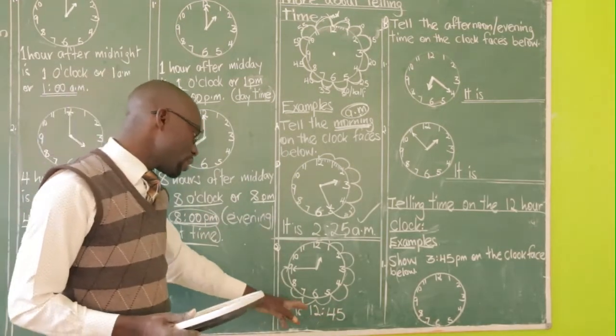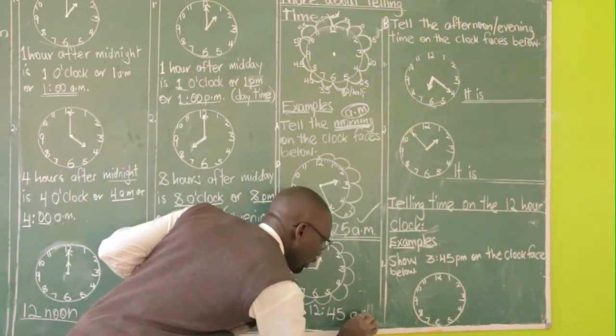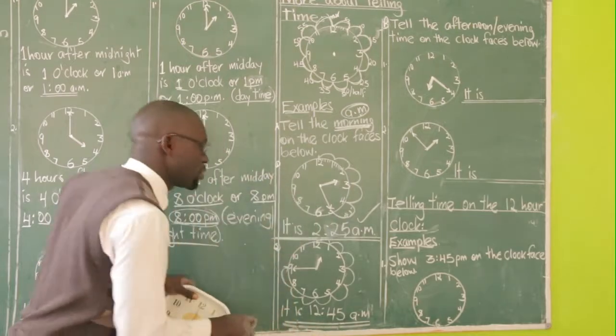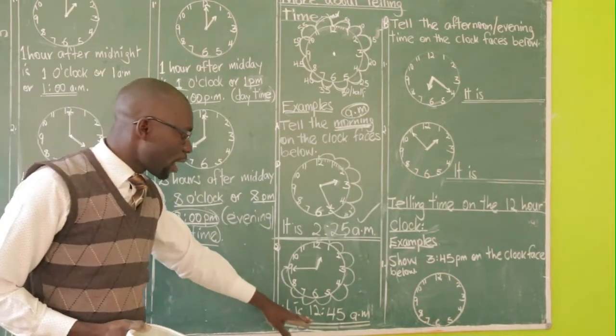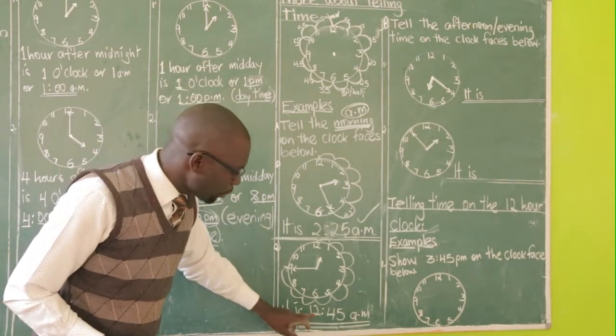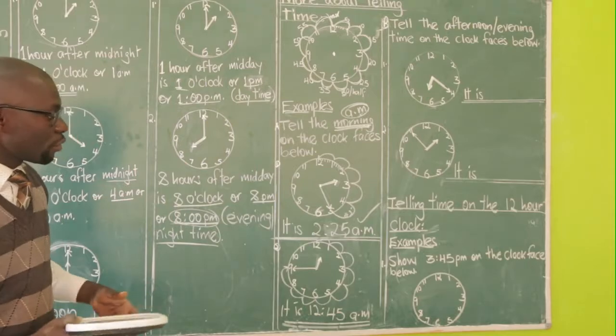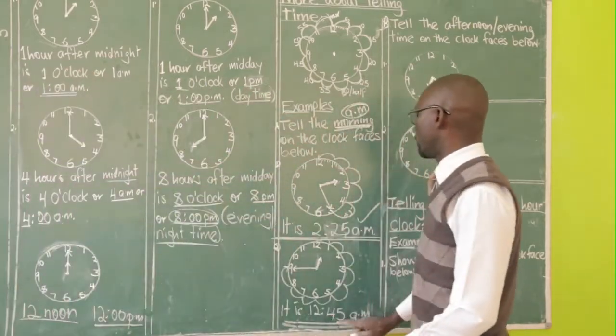And now, what is it? It's morning time. So we are going to put AM, and that is our morning time. If you have a digital watch, the watch puts 12:45 a.m., that is in the night. Those are 45 minutes past midnight.